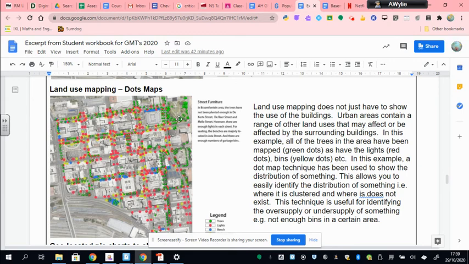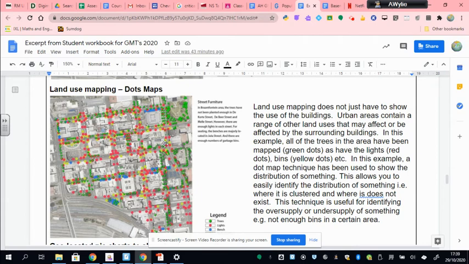And what this does quite nicely is it allows you to spot clustering. So we can see a cluster of trees in this particular zone. We can see clusters of lights around the junctions. We can see benches clustered in certain areas, but not in other areas. So obviously when we can see clusters of things happening in some areas and absences of those things in other areas, it allows us to identify, do we need to implement some changes?